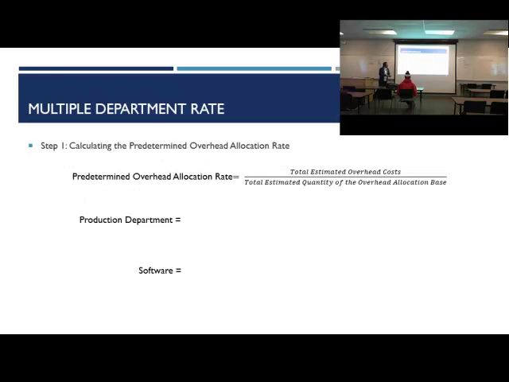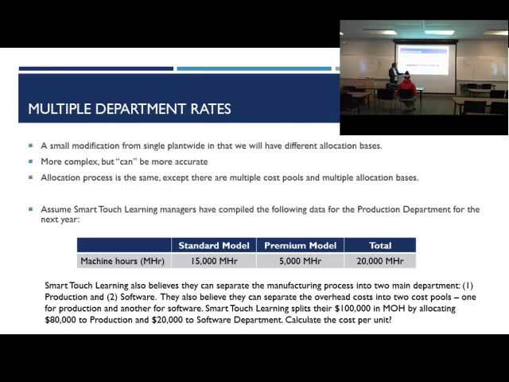All right, so here is our equation. Now I have to admit, some of these numbers I never gave to you. They are in the book, okay? I apologize for that. But in the production department, we have $80,000 in estimated overhead. How do we know that? Because that's given to you right here. $80,000 was allocated to production, 20 was software.